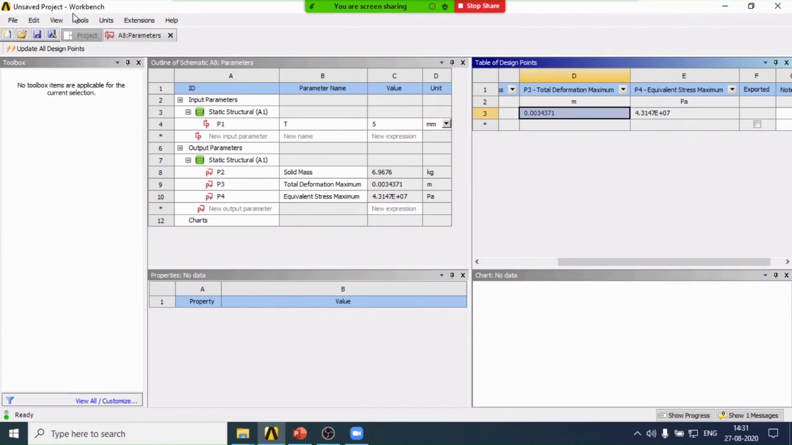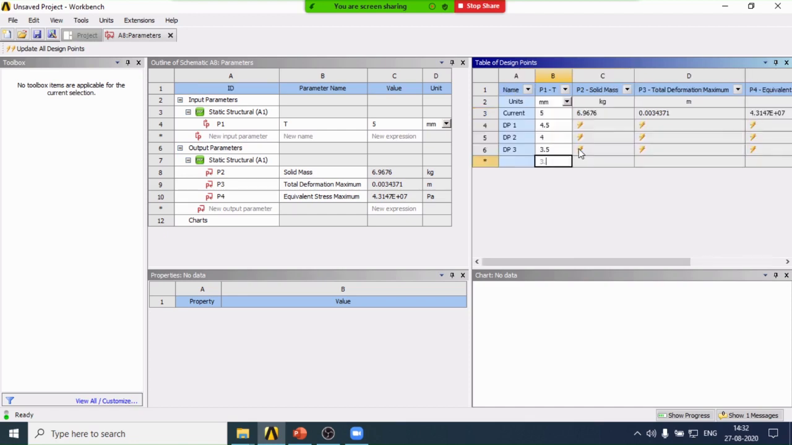Then you can go on changing the values of this right here. I can go here, it is at 4.5. Then I can go for 4.0. Then 3.5. Then 3.0. Then 2.5. Likewise, I can go for any model. I will go one more, that is 2 mm thickness. Then I will say update all design points.